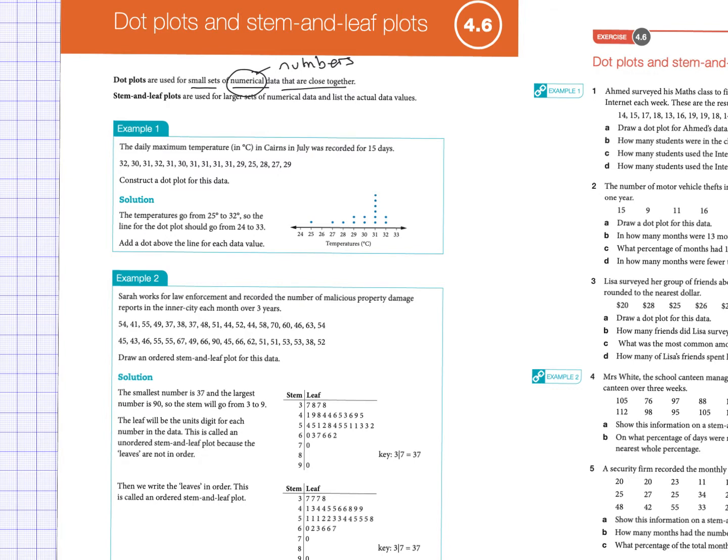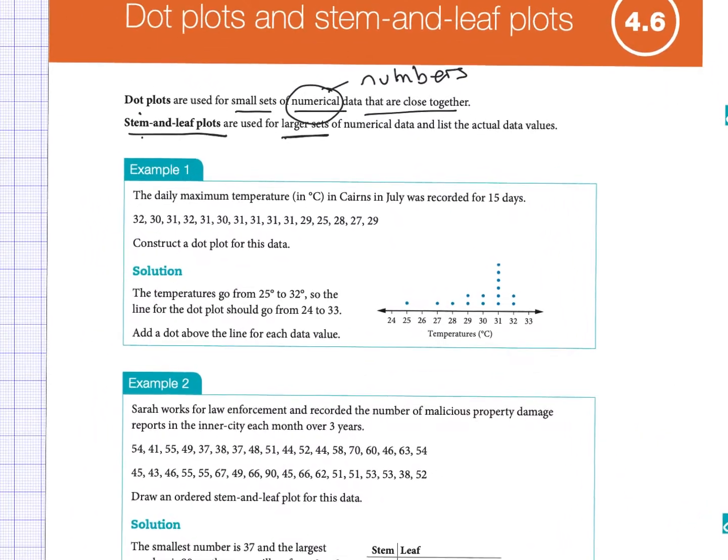So look at this data set here. You got 54 to 70 to 90. This data set is too big for a dot plot. All right, stem and leaf plots are used for larger sets. So instead of a dot plot, we'd use a stem and leaf plot.